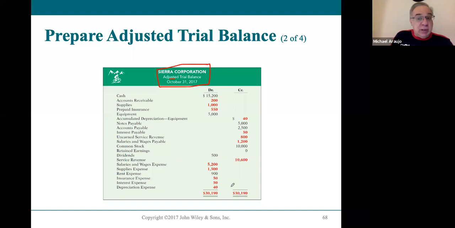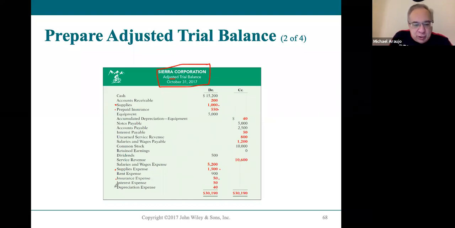Which ones did we learn last week? Well, you know that you're going to have a supplies expense and supplies. Debit supplies expense, credit supplies. That's why these numbers are red, because they went through that adjustment process. You know you're going to have an insurance expense and prepaid insurance. That's also part of the adjustment process. So you know that those balances have changed afterwards. That's why they're red.